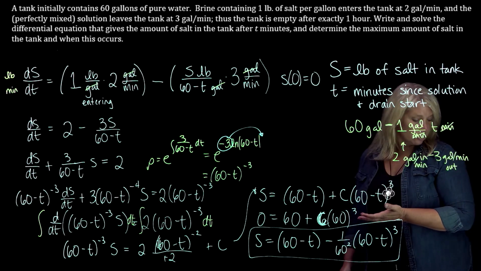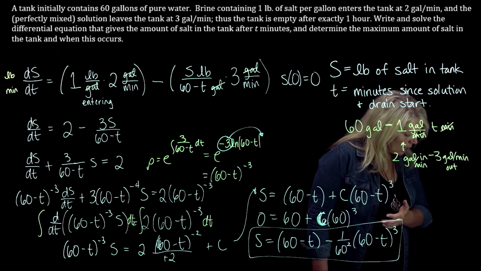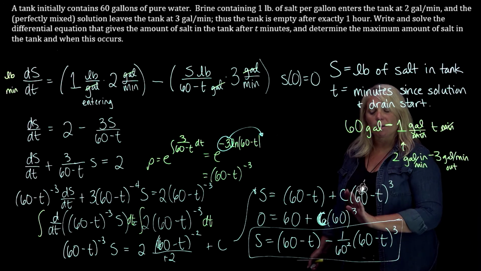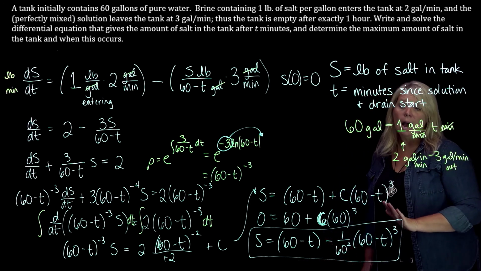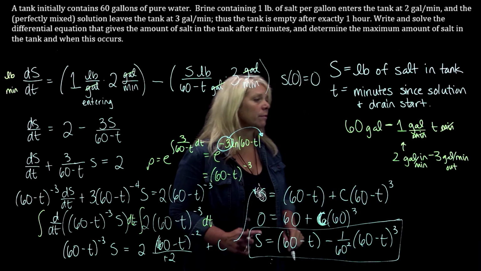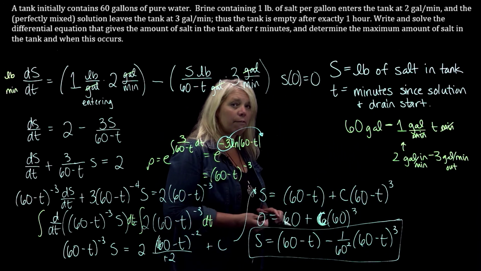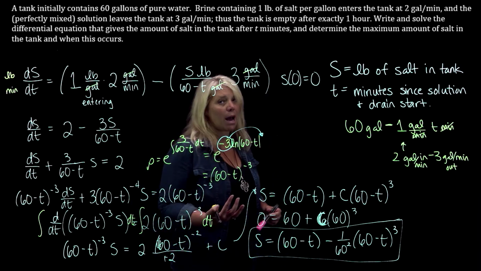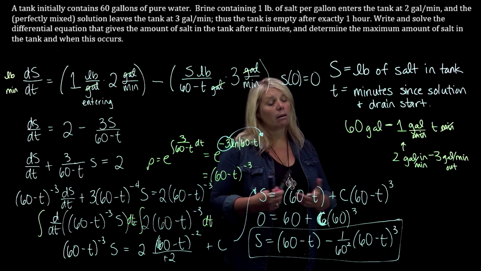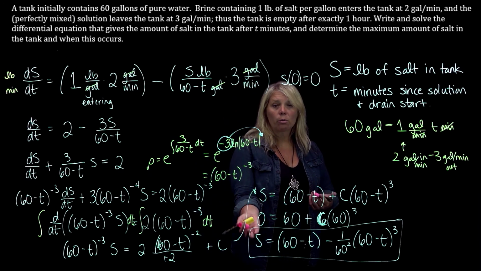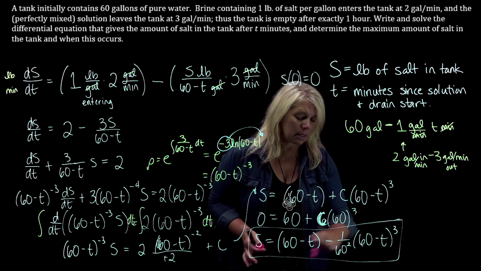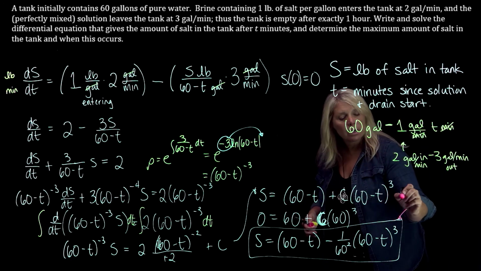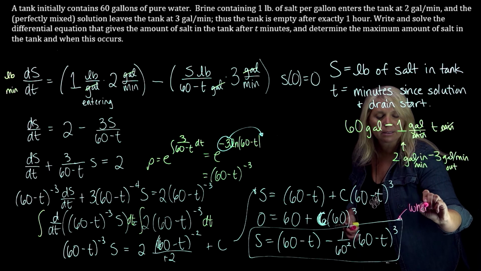The other thing that it asked us to do was to determine the maximum amount of salt in the tank and when that occurs. So I'm a little bit out of space here, so I'm not going to write out all the work for that, but we'll just talk through how you would do that. So this gives the amount of salt in the tank at time t. If you want to find the maximum amount of salt in the tank, then essentially that's going back to what you learned in Calculus 1, where you would want to maximize a function. The next part of what you were asked to do is to find when this is maximized.